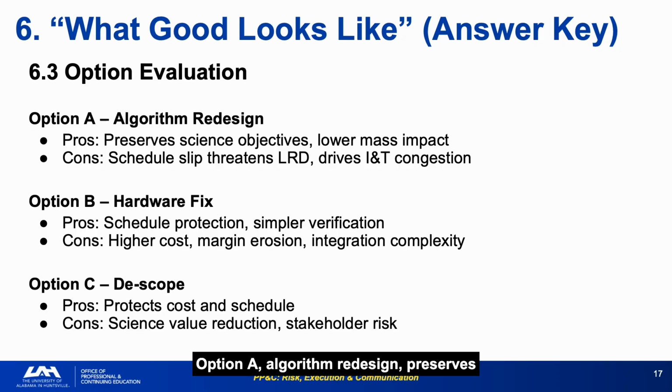Option A, algorithm redesign, preserves science objectives and avoids mass and power margin impacts at the cost of a schedule slip. Option B, hardware fix, protects the schedule but erodes cost and mass margin. Option C, descope, protects both cost and schedule but reduces mission value and creates stakeholder risk. The answer key presents all three options fairly before making a recommendation.